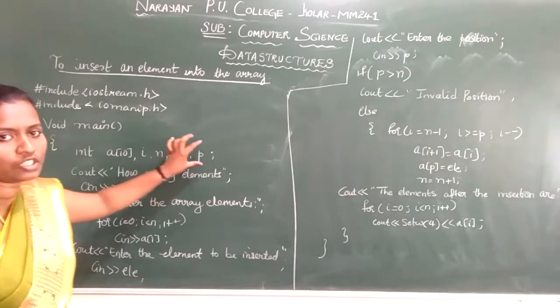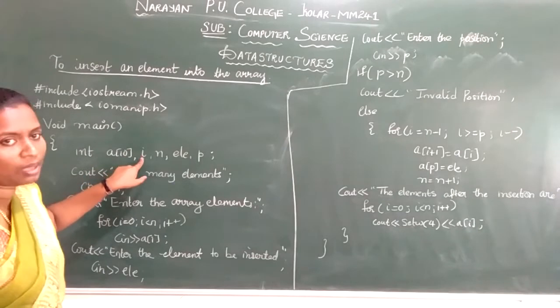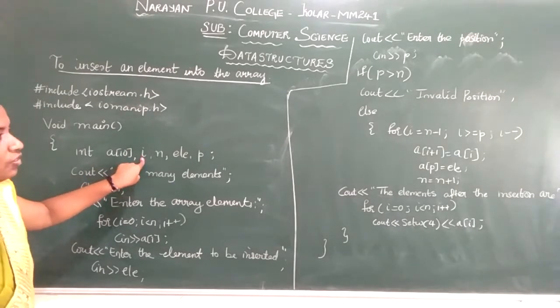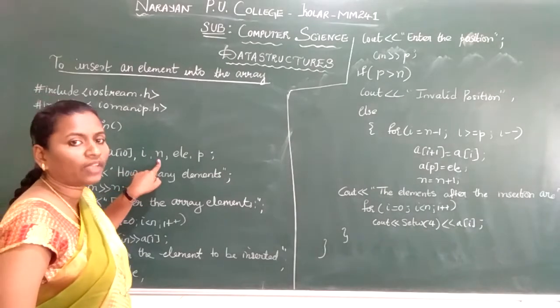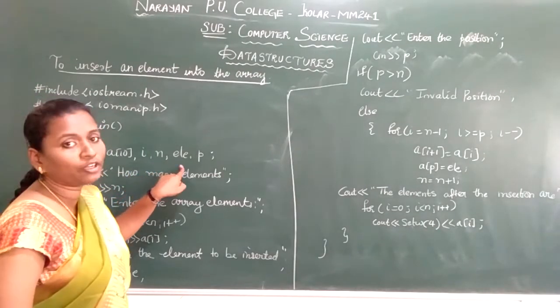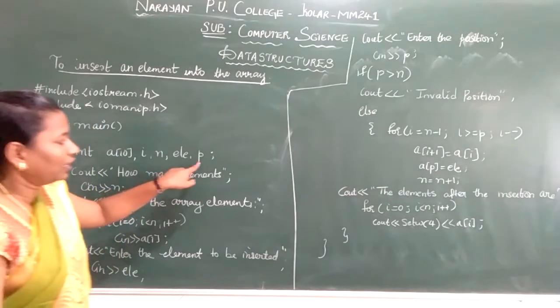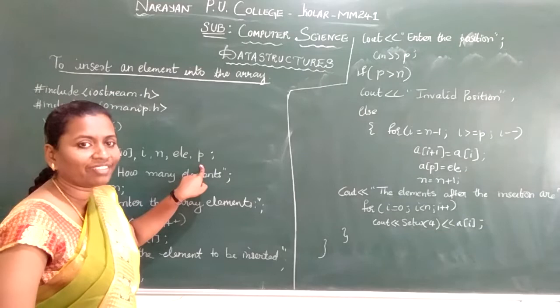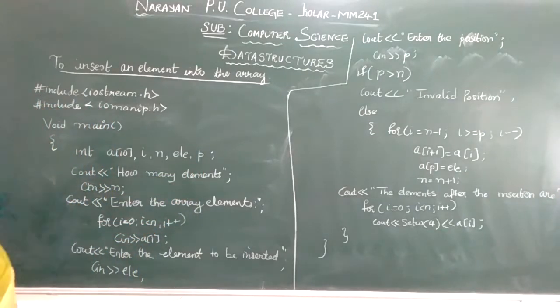Here this is a declaration part. I am using an array of size 10. I am reserving memory for my array. I am using in for loop the variable i, I am declaring here. To store the number of elements, I am using n. And to store the element to be inserted in an array, I am using a variable ele. Here P is the position where we need to insert the given element. So P, it is for positioning.